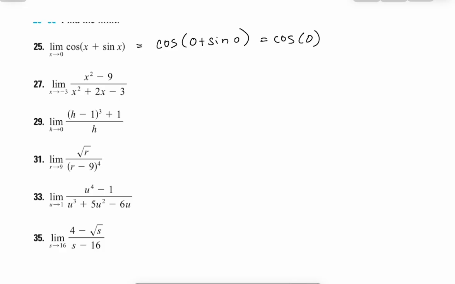Cosine is a continuous function. We never have to lift our pencil. It's a perfect little wave. So the cosine of 0 is defined. Anybody remember what the cosine of 0 was? 1, right? It's over at 1. Your unit circle. So the answer is 1.